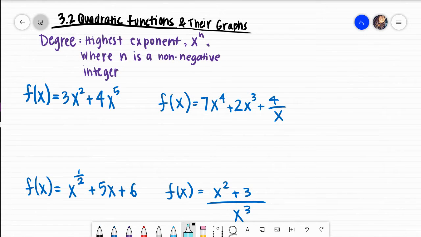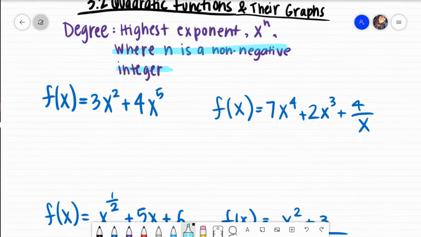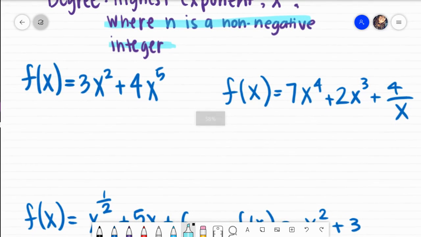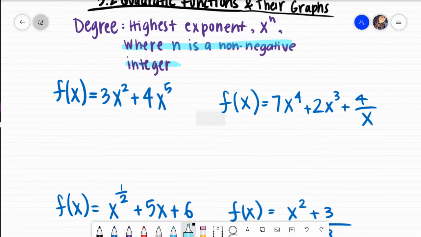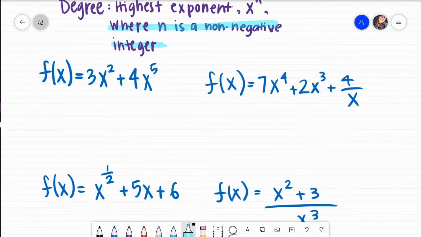Now it's very important right here. This is where n is a non-negative integer. If it is a non-negative integer, then it is a function and we can state what the degree is. If it is not a non-negative integer, then we would say that it is not a function, and we wouldn't even need to identify its degree.